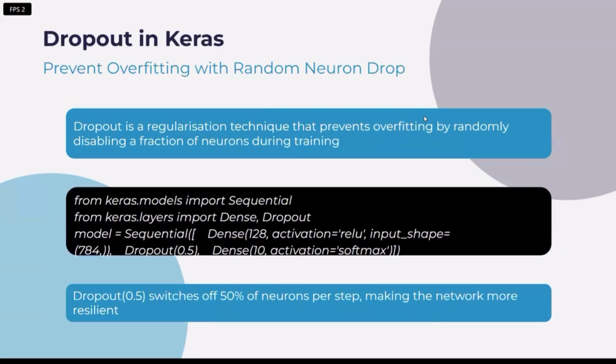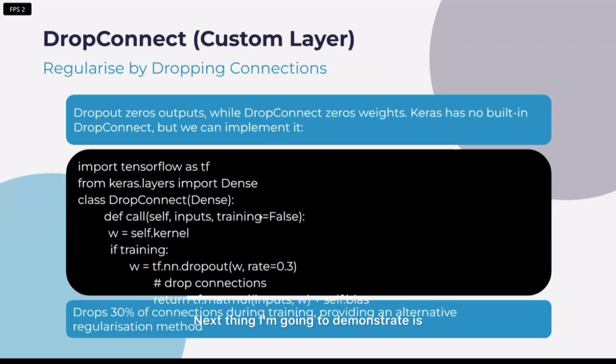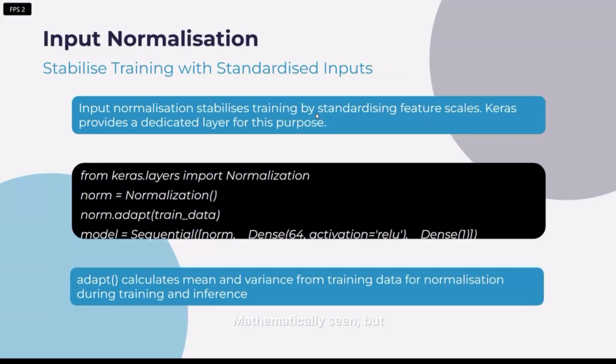Coming back to the next thing, dropout. How do we work out dropout, drop connect and all these things in Keras? So very quickly, I'll take it directly to the exercise where we are first of all preventing overfitting with random neuron drop. That we discussed mathematically. This time we'll see algorithmically how exactly we can attach dense with dropout. Next thing I'm going to demonstrate is how we can launch drop connect. Mathematically seen, but how we can program it, that's what we're going to work out.